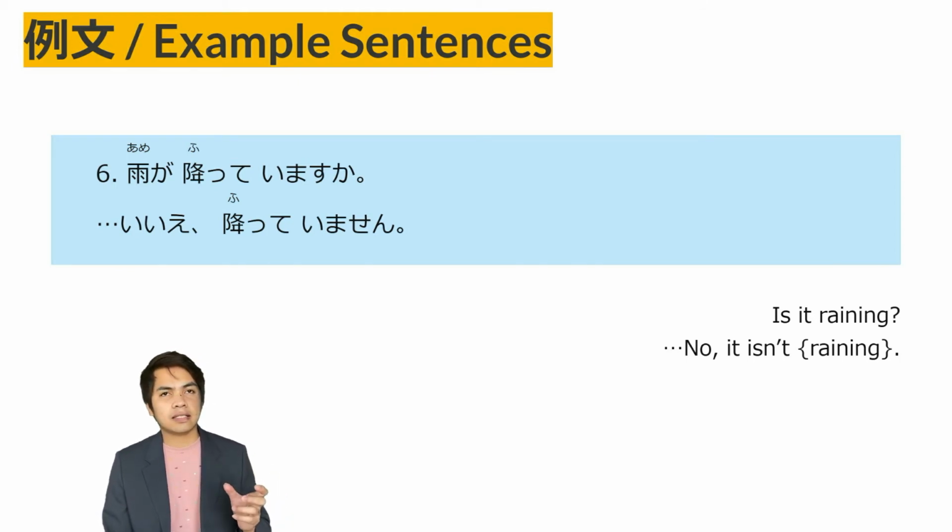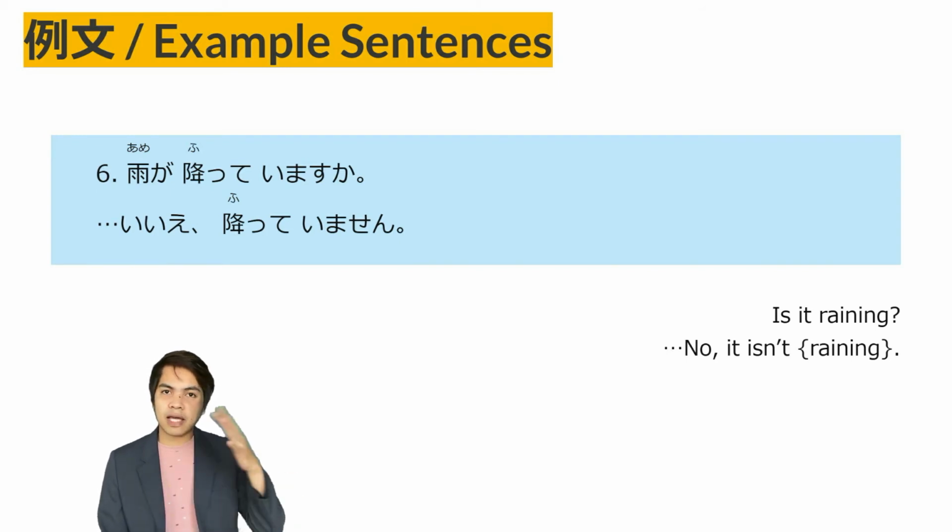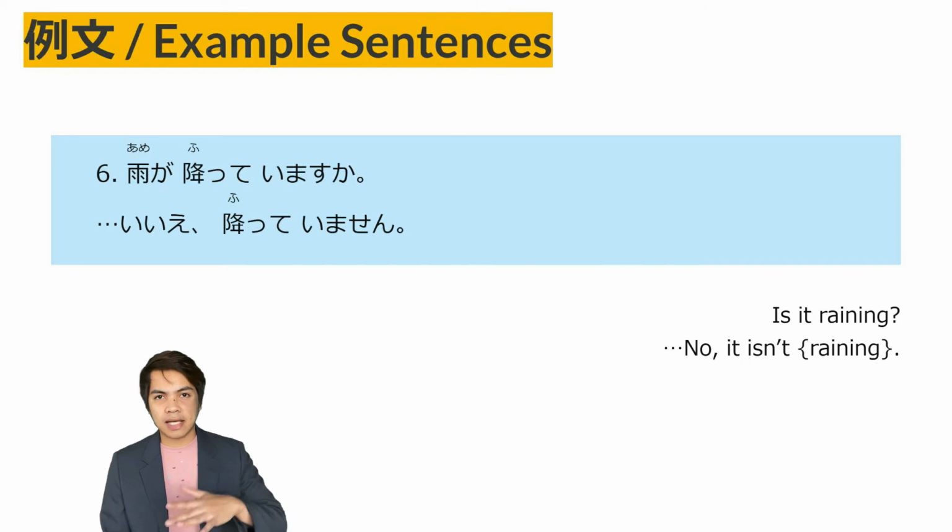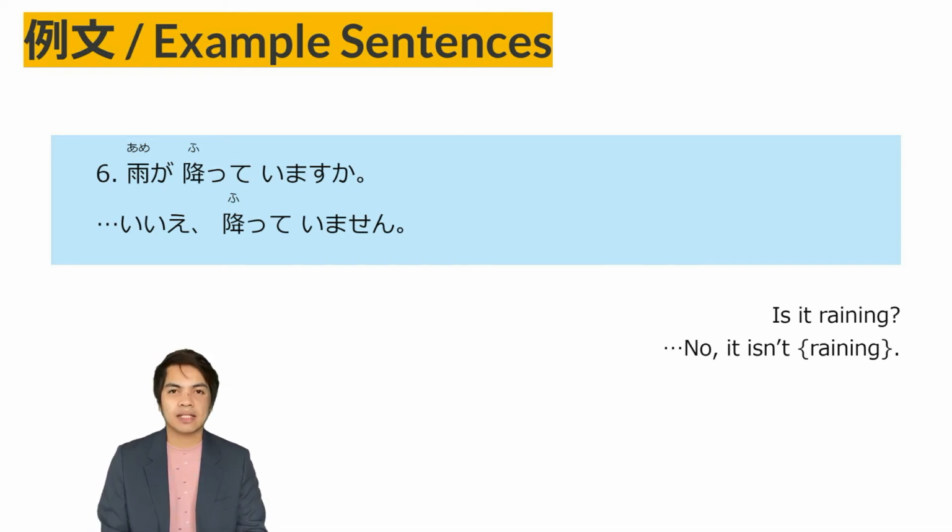Is it raining? Yes or no? Then the other person replied, iie, no. Futte imasen. So the negative form or the opposite of futte imasu is imasen. Futte imasen. It's not raining. So now, please watch our lesson 14 conversation video.